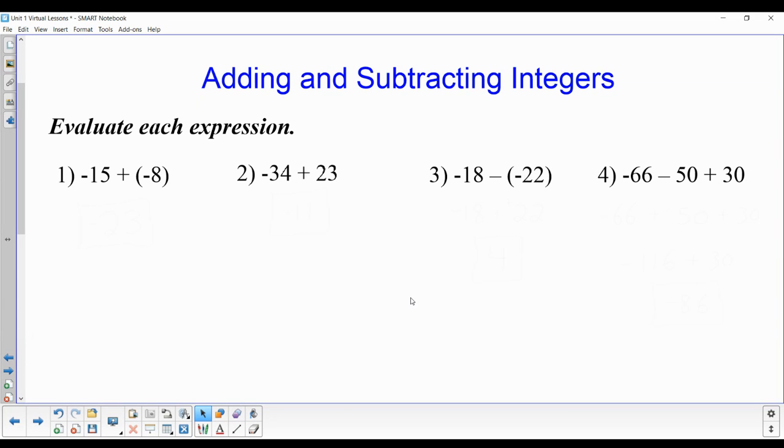Hello, in this video, we're going to review adding and subtracting integers. Now, to do this, you should already know and have reviewed adding integers and subtracting integers. So for this problem, we are going to evaluate each expression.